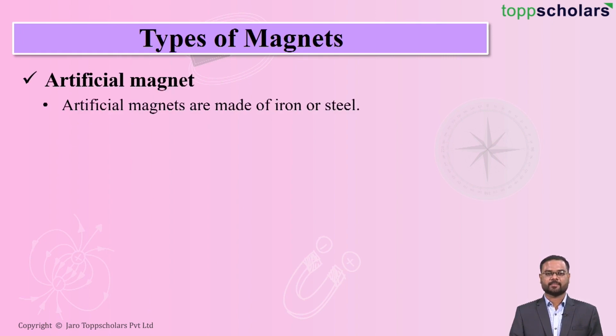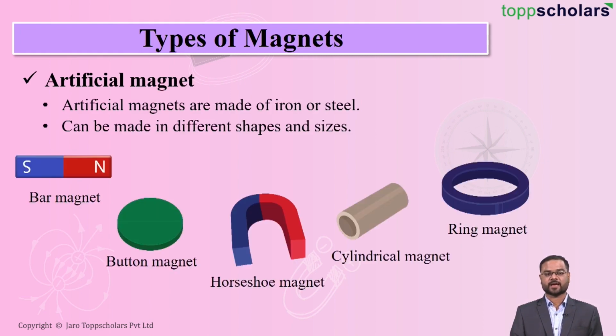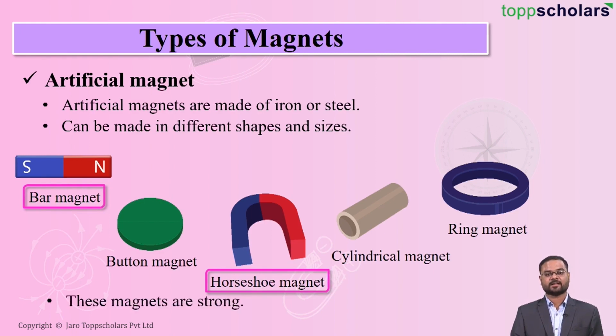Now these magnets are made up of iron or steel and they can be made in different shapes and sizes. Now you can see in the diagram, we have a bar magnet, a button magnet, horseshoe magnet, cylindrical magnet and a ring magnet. I am pretty sure you must have seen a bar magnet as well as a horseshoe magnet. Now since these magnets are artificial, they are strong. Unlike our natural magnets, they are not weak but they are very strong.